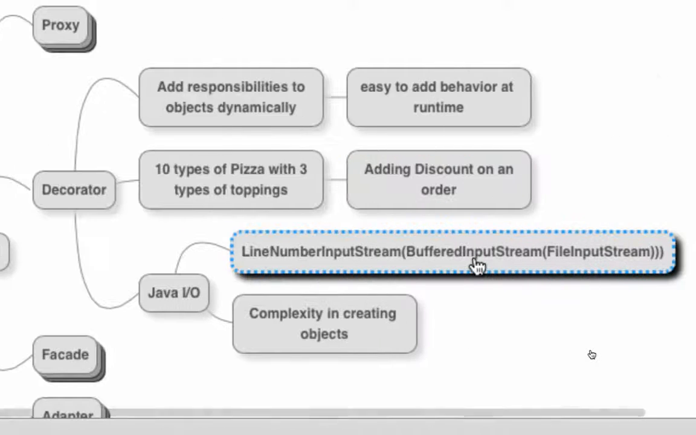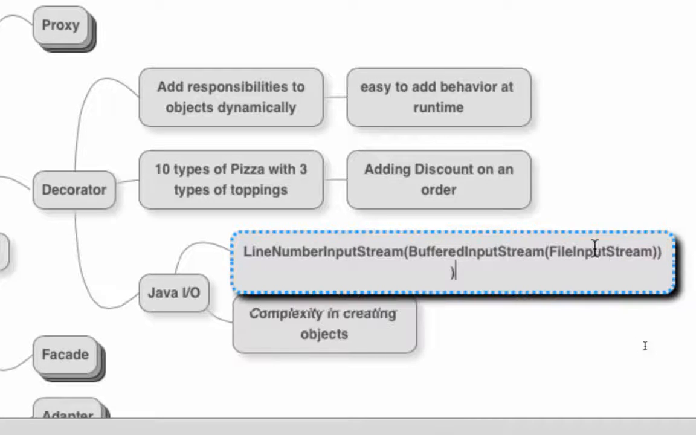A good example of the decorator pattern in Java is Java IO. In Java IO, this is how you would create objects. You would create a file input stream and then pass it to the buffered input stream. This makes sure that the buffered input stream can work on any input stream. It doesn't have to be a file input stream. It can be any other input stream, and still the buffered input stream would be able to decorate it and give buffered functionality to it.